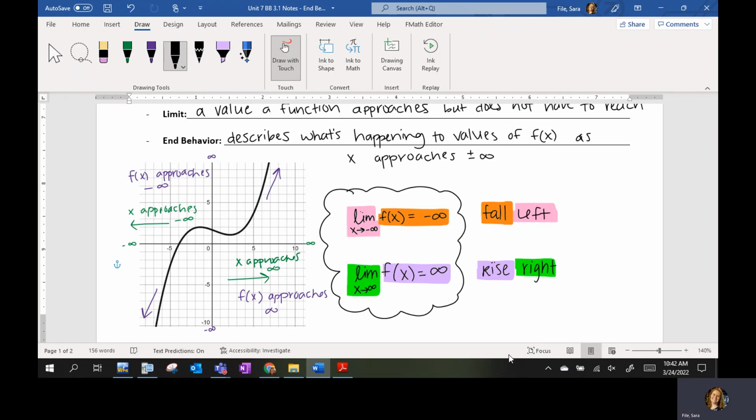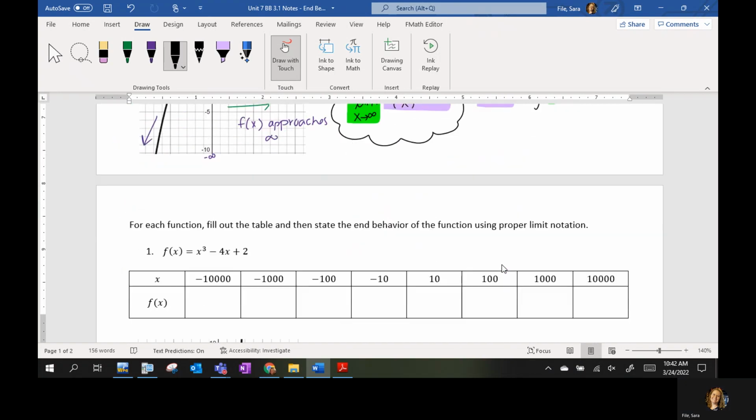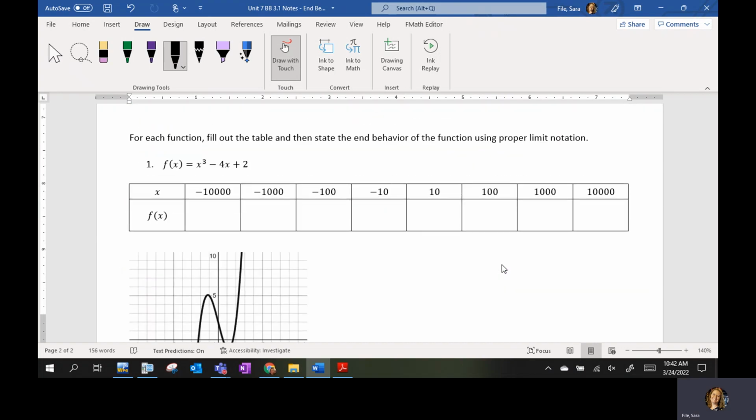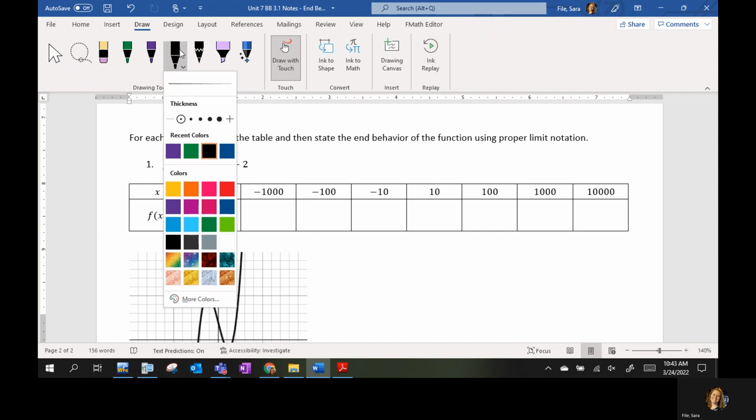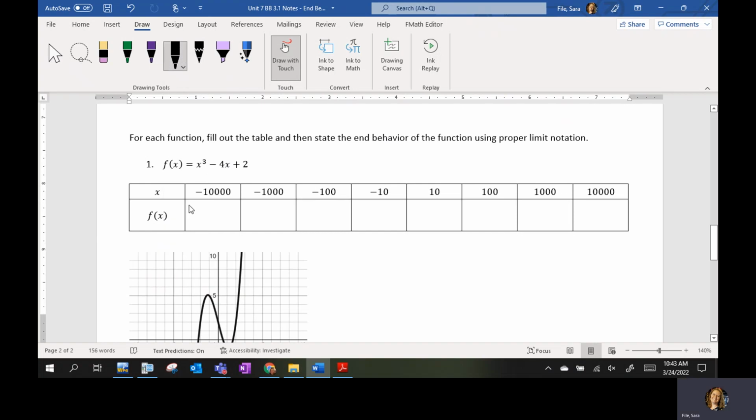All right, we're going to try that on the back. I'm going to try a couple of examples. So this time we're given a table to fill out, but we're also given the picture. It's a lot easier with the picture. Okay, I'm going to go ahead and tell you the values, save us some time from actually going to Desmos and typing them in. So go ahead and fill in the table with me.